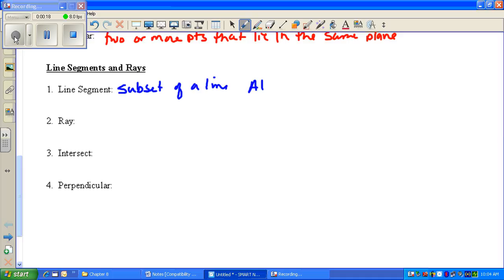And we denote it AB with a line across. Note that there's no arrows. Or we can denote it BA, because we always read left to right. A and B are the endpoints.